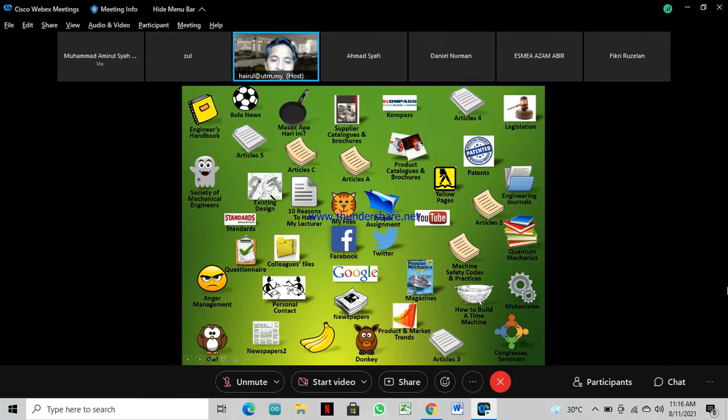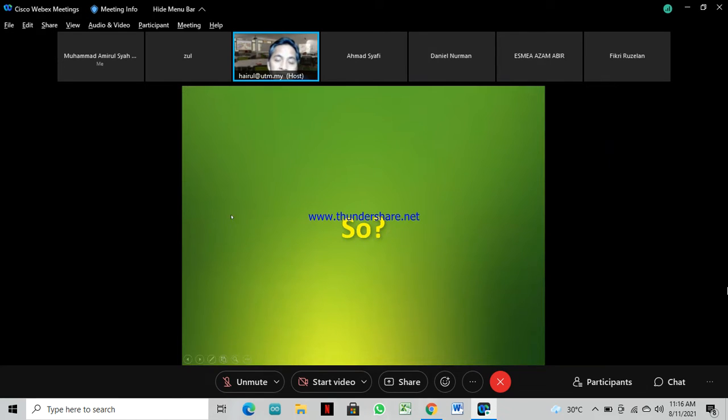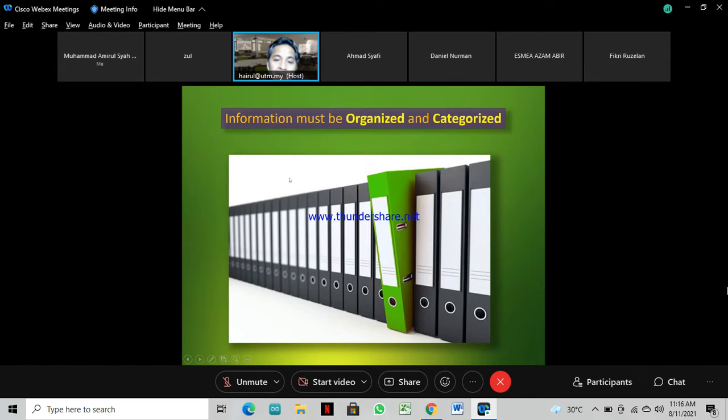You arrange it. So you can arrange it to make it organized. The first rule of management is we organize. We must organize all the information. So that our documents are not messy.